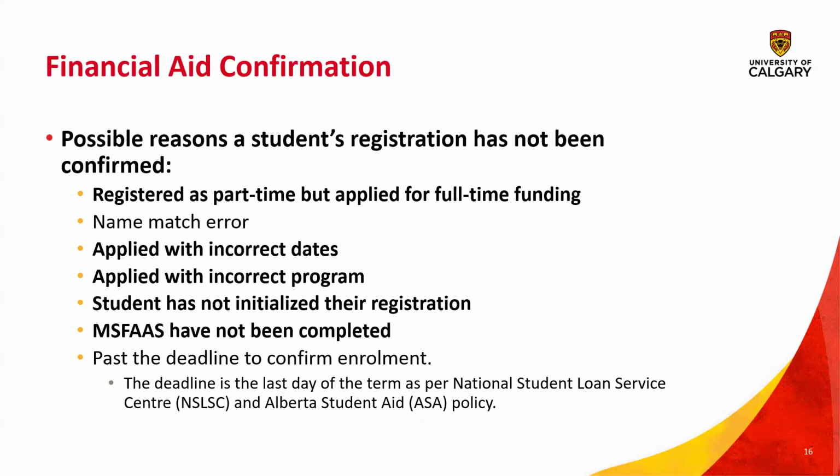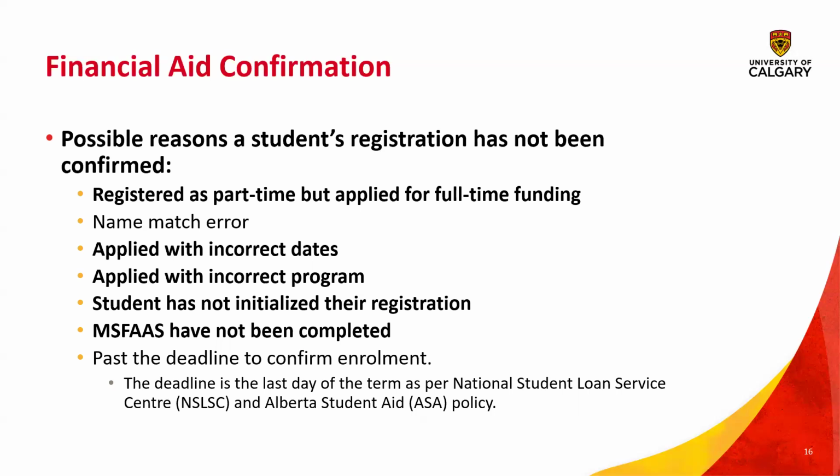If you apply with the wrong set of dates or the wrong program name, that will also lead to confirmation errors, and you will need to cancel and resubmit your application. As mentioned before, a request for review to correct an error will take up to 30 days or more, and canceling and resubmitting is always the fastest option.